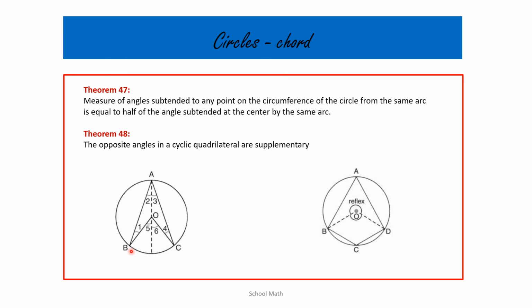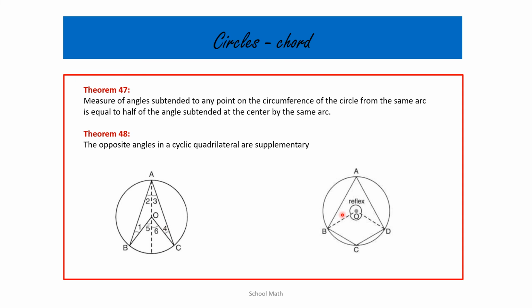That is, here BC is an arc. From this arc, one angle is at the circumference of the circle, and one is at the center of the circle. Now the angle at the circumference of the circle is equal to half of the angle subtended at the center of the circle by the same arc.